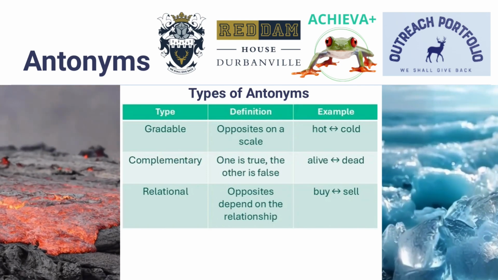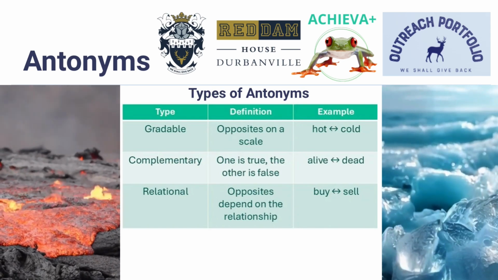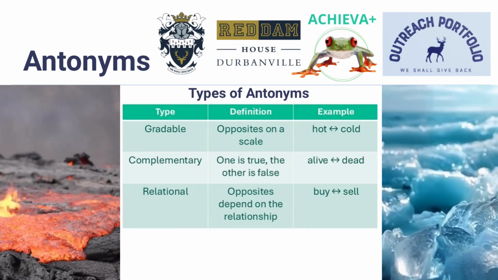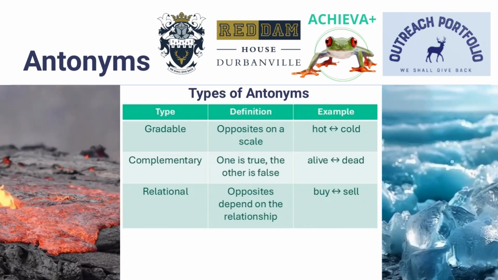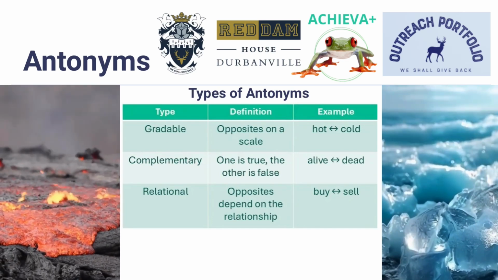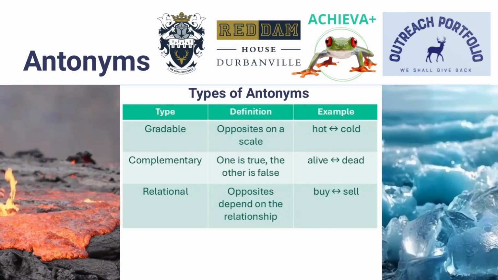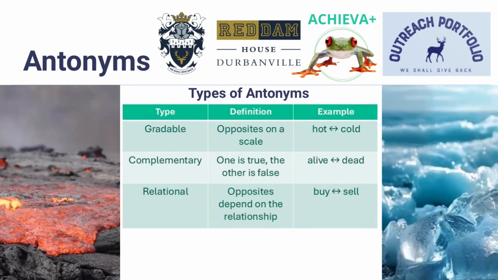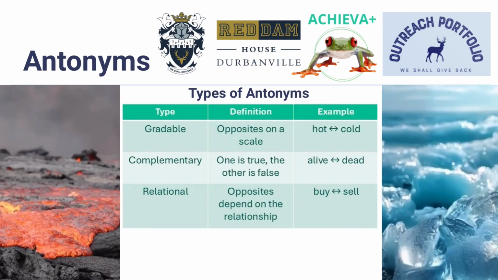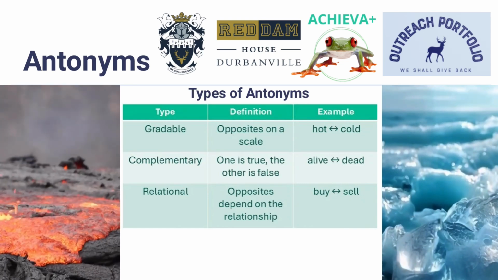There are 3 different types of antonyms. The first type are gradable antonyms, which means the opposites on a scale. For example, hot versus cold. Then we have the second type, complementary antonyms. One is true, the other is false. For example, alive versus dead. And finally, number 3, we have relational antonyms. These are opposites and depend on the relationship. For example, buy versus sell.